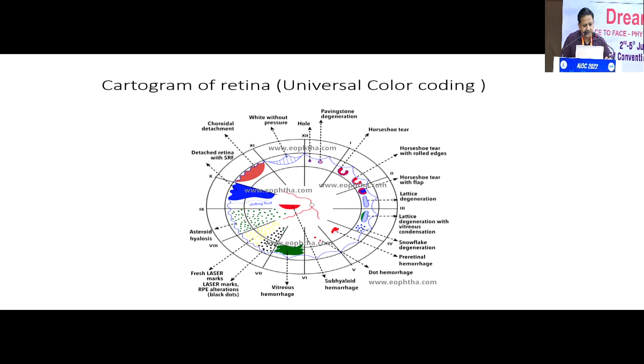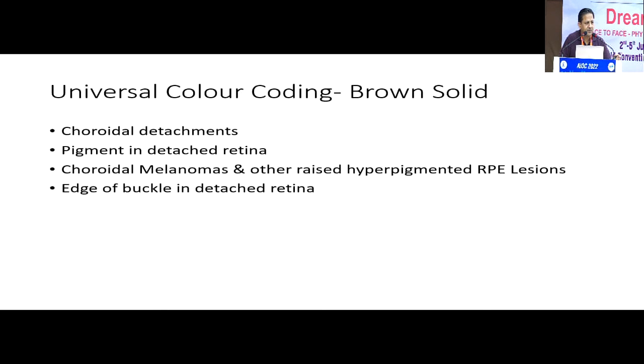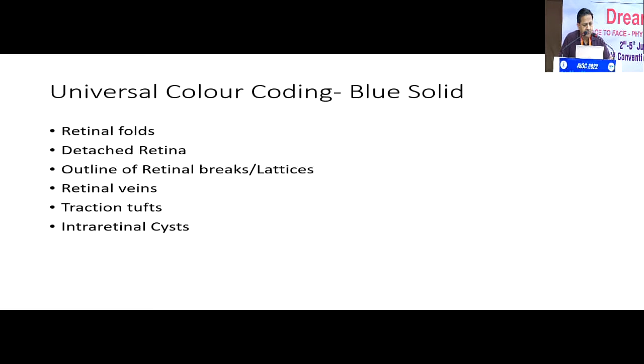So this is a picture taken from the net only. It's a cartogram of the retina with the universal color coding, and Dr. Pooja has nicely pointed out the different colors that we use for different lesions. Black, she pointed out, mostly for pigmented scars. Any pigment which is in the attached retina is to be drawn black, right? And any pigment which is in the detached retina is to be drawn brown. And brown can also be used for the choroidal detachments or choroidal melanomas or the other choroidal lesions also. So for blue, solid drawings for the retinal folds, I think she has nicely covered all these things.